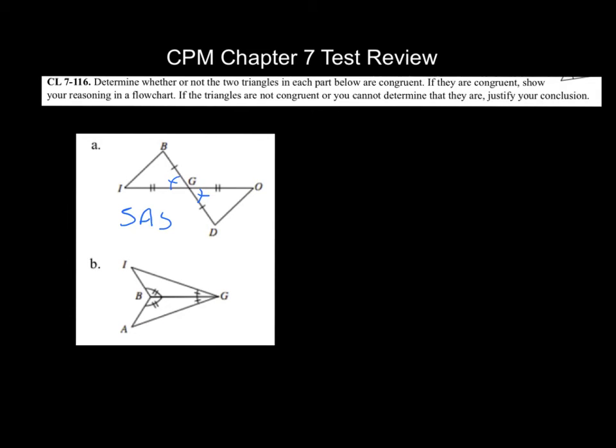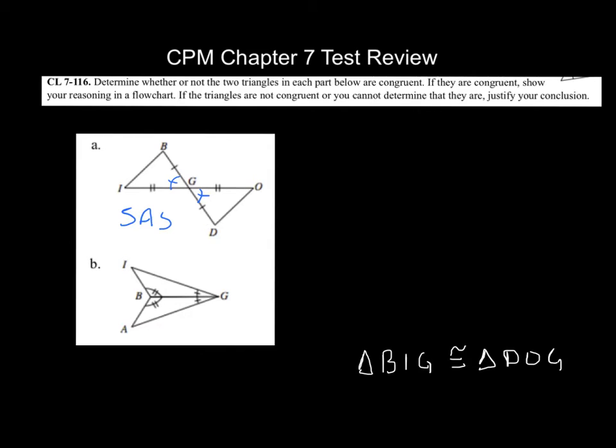Now, almost all of our flow charts, actually everyone's going to start with the three pieces that flow into the one. And the one is always the triangle congruent. So I'm going to go ahead and start at the bottom here. Triangle BIG is congruent to which triangle? DOG.